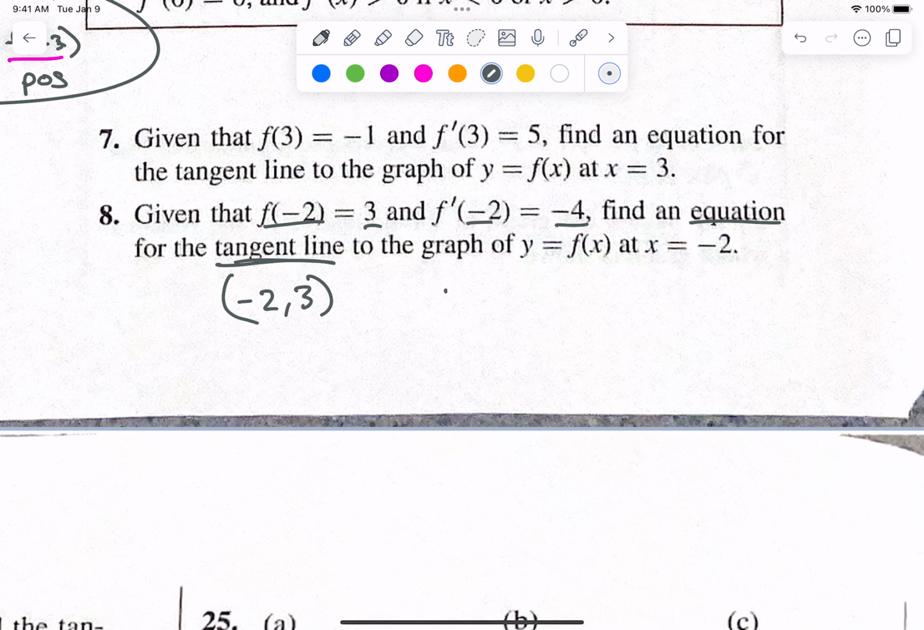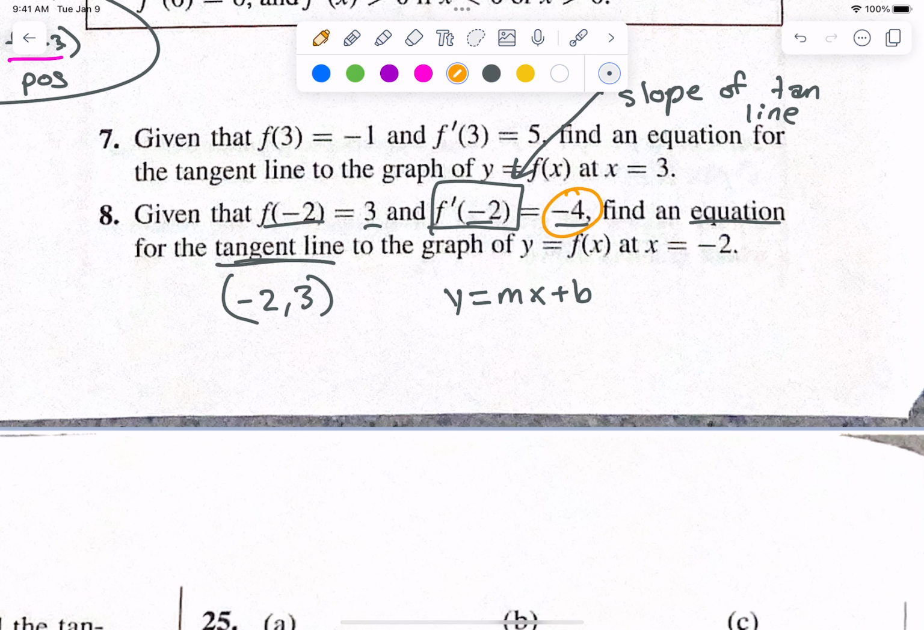All right, here we go. The equation of a tangent line is y equals mx plus b. F prime of negative 2 is just saying the slope of my tangent line is equal to how much? Negative 4. If negative 4 is the slope of my tangent line at that point, that's m. So y equals negative 4x plus b.